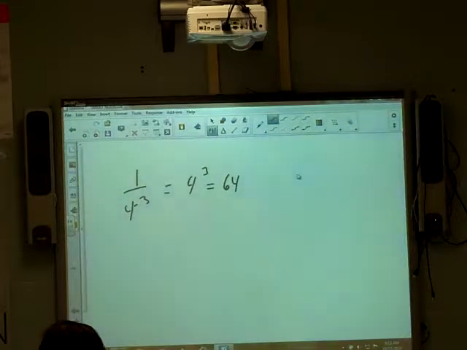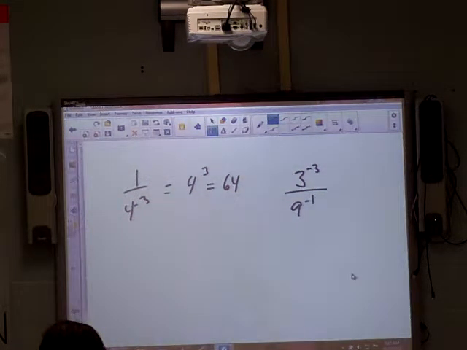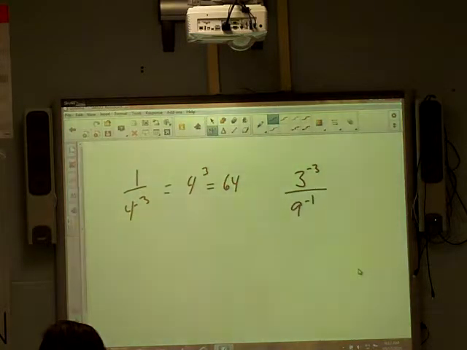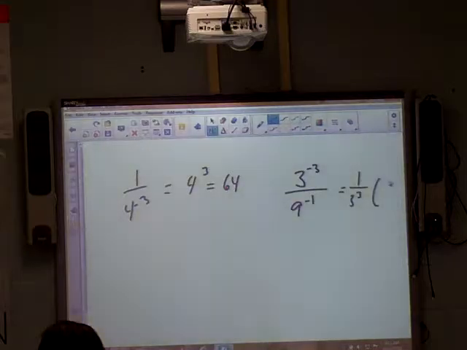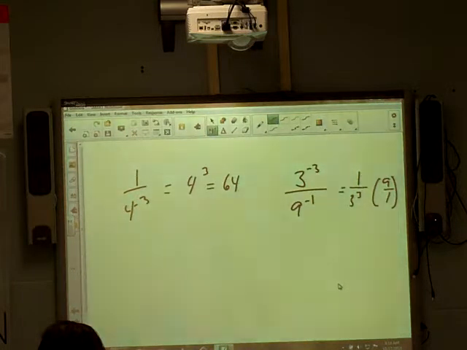I like this problem. This one says 3 to the negative 3rd divided by 9 to the negative 1. Because now what we're going to do is we're going to take care of both of those negative exponents one at a time. 3 to the negative third would be the same as 1 over 3 to the third. 9 to the negative 1, that's on the bottom, so now it goes on the top. I can put over 1 if I want to. Okay, let that sink in. Everybody see what we did on that? Make good?